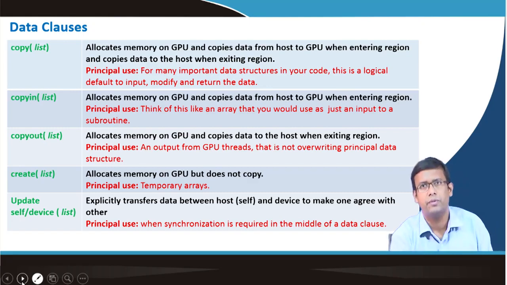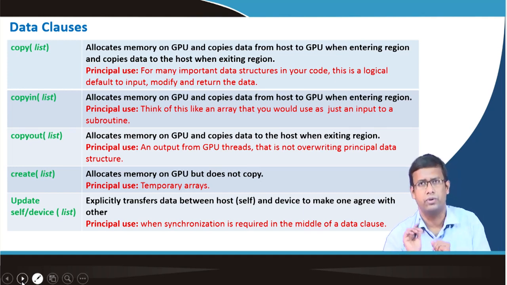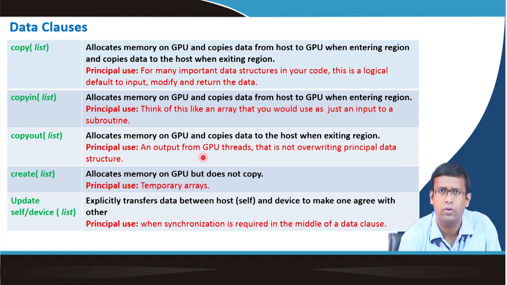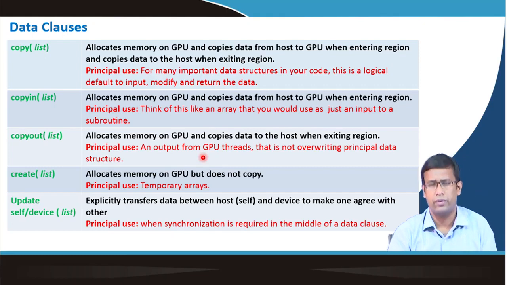Copyin says it will be copied from CPU to the GPU. It will do CUDA malloc, allocate the memory, as well as do the copying. Copyout will do the GPU to CPU copy along with allocation. Create will just do the allocation part.